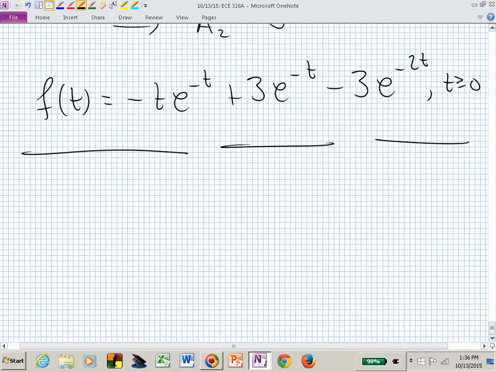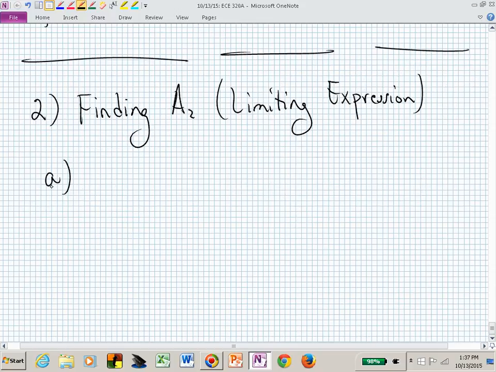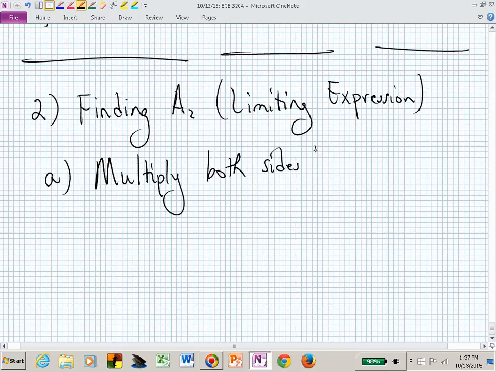All right, so we wanted to find a different way. I'm sorry, a sub 2 a different way. Here is finding a sub 2 with a limiting expression. And here's the strategy. First, I'm going to multiply both sides of my partial fraction expansion expression with everything in it. I'm going to multiply both sides by the complex variable s.